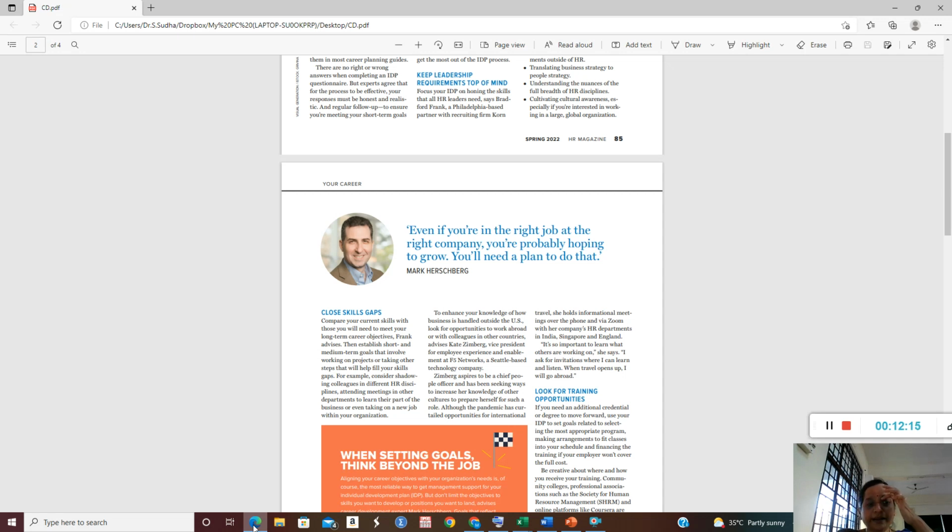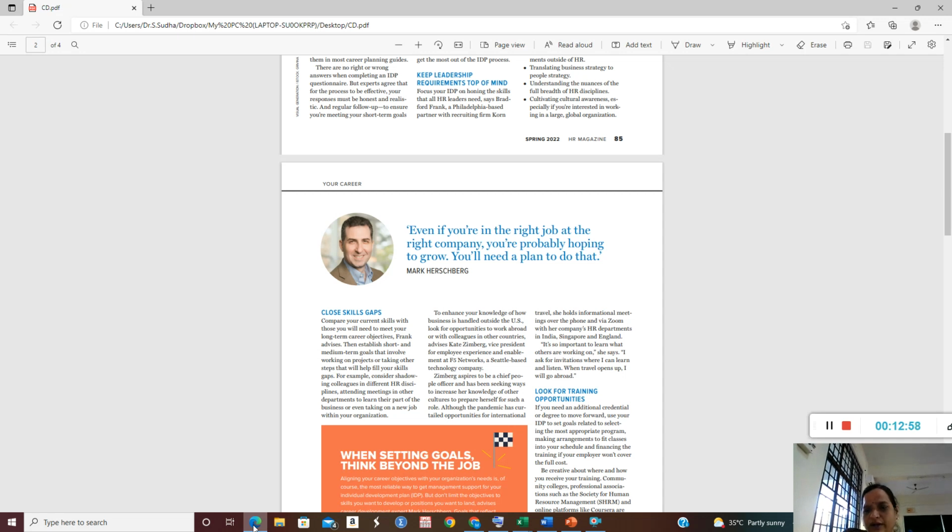For example, consider shadowing colleagues in different HR disciplines, attending meetings in other departments, which helps you to learn. Learning and development is a part of employee development, so that will also contribute to the development of your career. Another element that contributes towards the individual career is the individual knowledge, and how to handle the business if you are sent abroad. This particular article talks about the IDP, Individual Development Plan of US people.